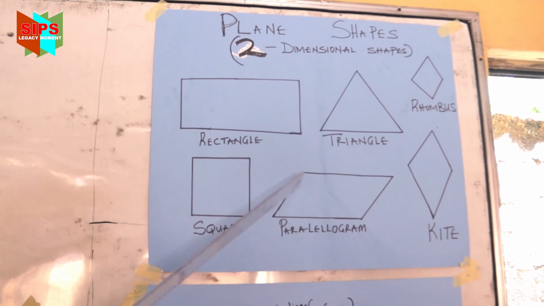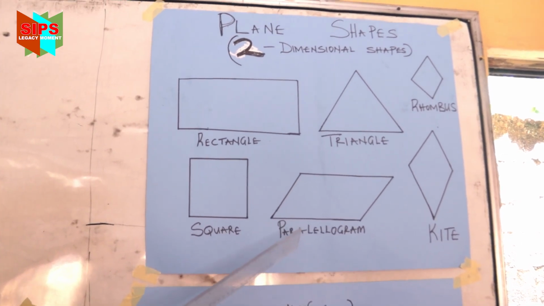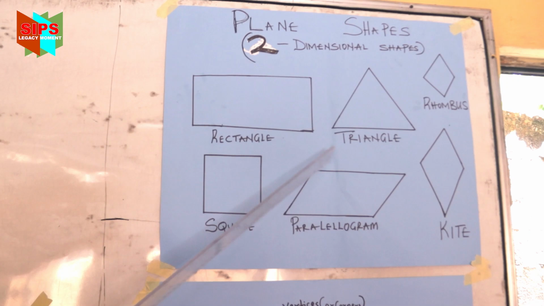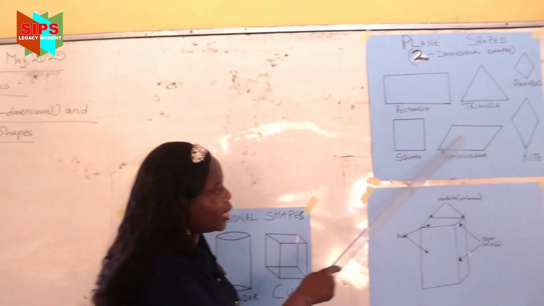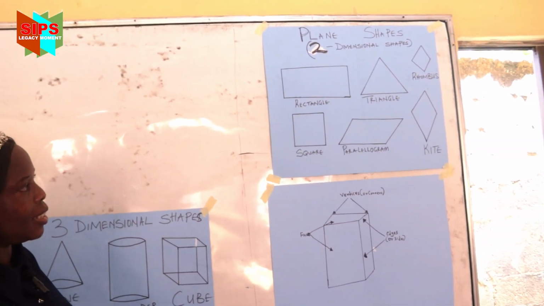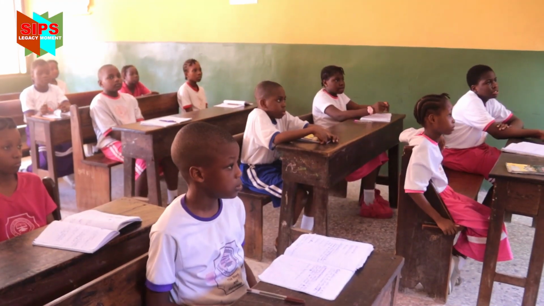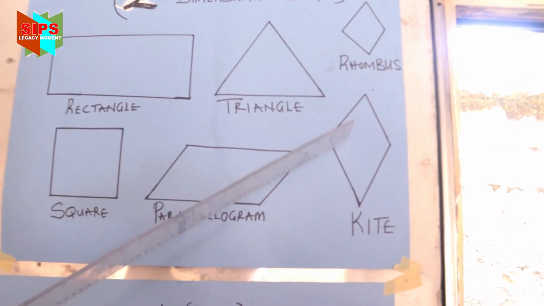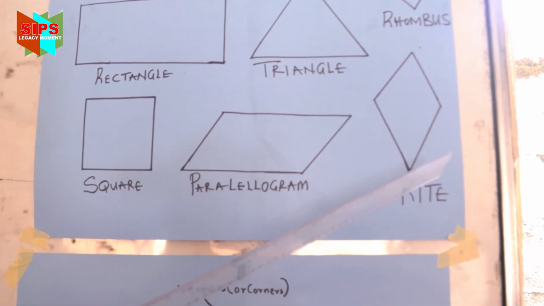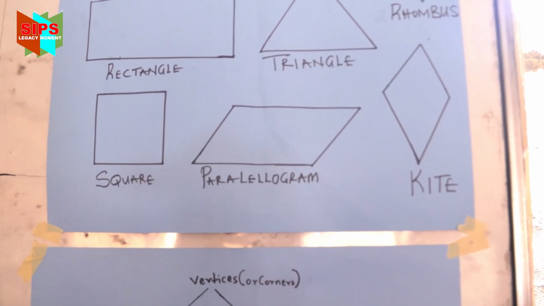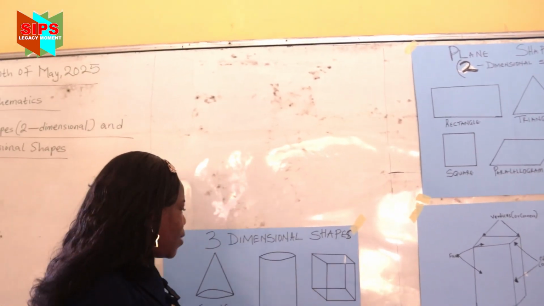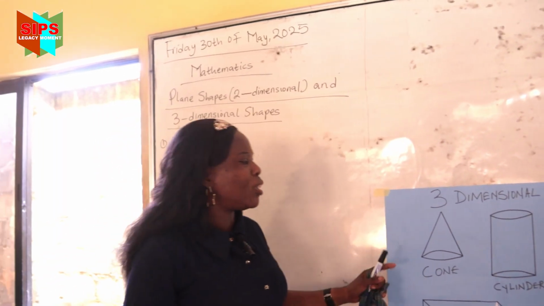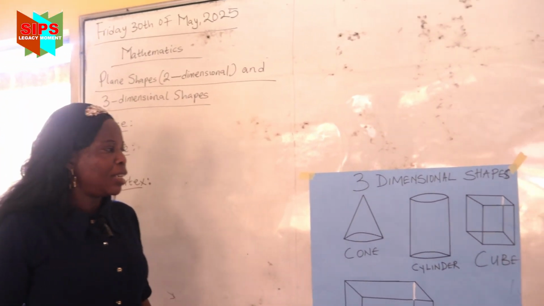A parallelogram has how many faces? One face. It has 4 edges. It has 4 vertices. Look at this, a kite. How many faces does a kite have? 1 face. It has 4 edges. It has 4 vertices. So let's now come to three-dimensional shapes.